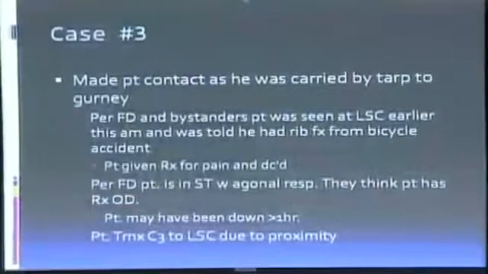Okay. So case number 3, this is from the ambulance crew report. He was being carried by tarp to the gurney, and this was a young man of 33 who had been seen at Salmon Creek earlier in the day, had a rib fracture from a bicycle accident. He was given pain medications and discharged from the emergency department. And so the initial responding crew was concerned for overdose. He was in sinus tachycardia with agonal respirations, last seen normal about 1 hour ago. And he was transported code 3 to Salmon Creek.